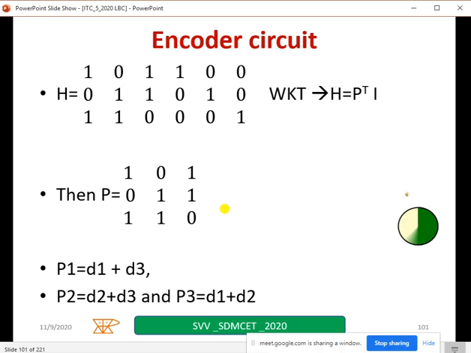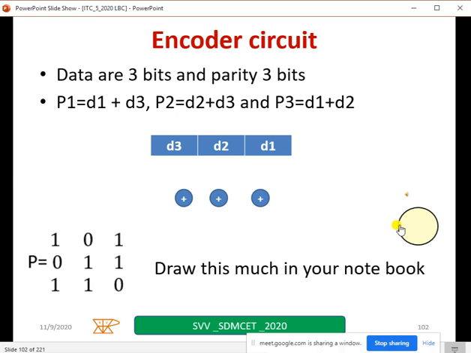You are taking more than 1 minute. Okay, I want you to draw this much. We have 3 bits, D1, D2, D3, and I need P1, P2, P3. P is there in your notebook. For your reference, I have written it here. So write down D1, D2, D3, and I need P1, P2, P3. From this parity matrix, I should get P1, P2, P3.